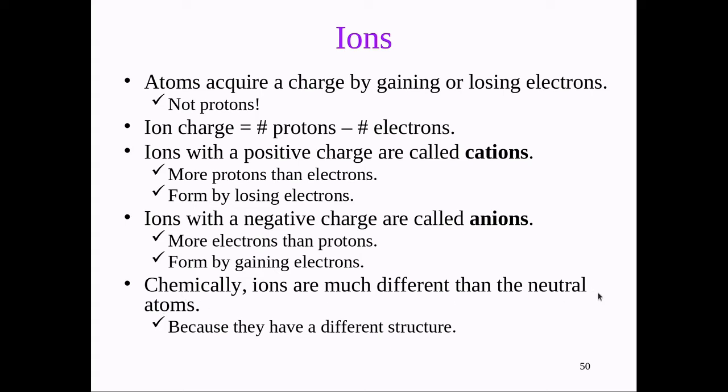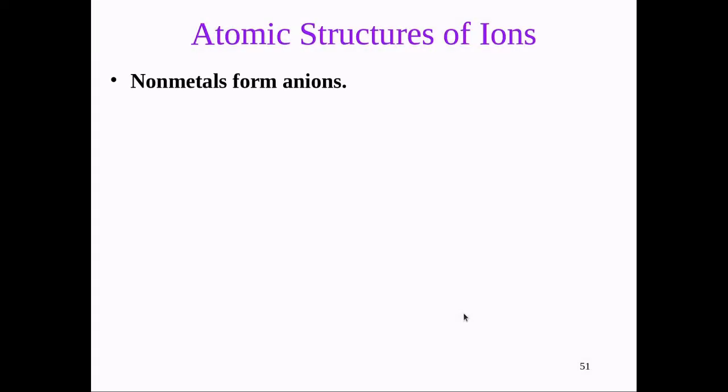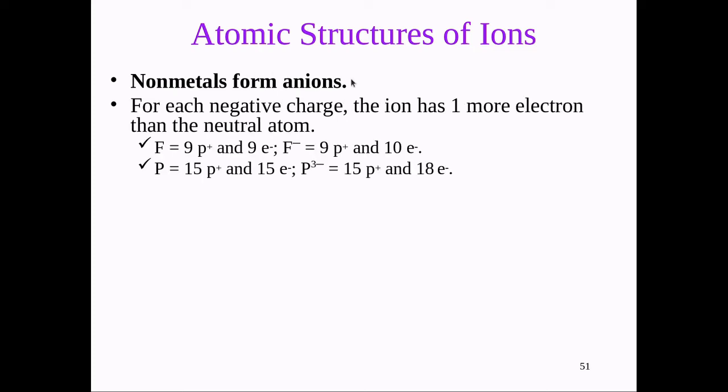Chemically, ions are much different than neutral atoms, okay? Because they have a different structure. The charge is going to cause molecules to change their structure, and they start to have the interactions that we would associate with charge. So nonmetals form anions. So we're talking about the types of elements that are on the right-hand side of the periodic table.